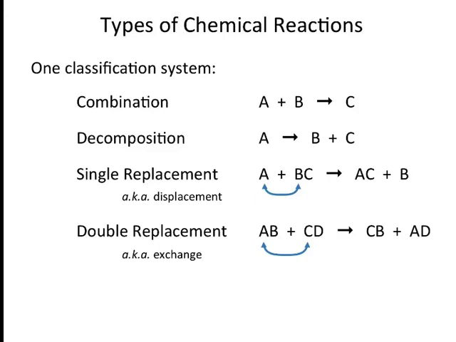Then you can have a double replacement reaction where you have a cation and an anion, say AB. You have a different cation and anion, CD, and then they trade cations and anions to form new products.